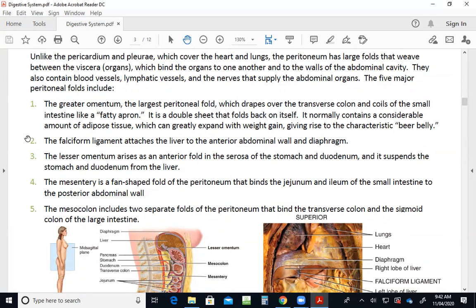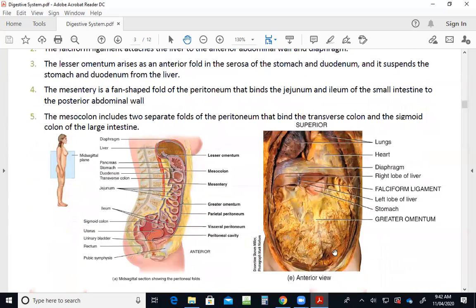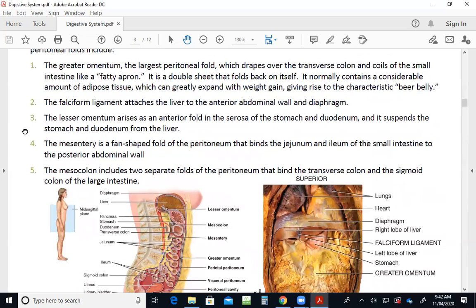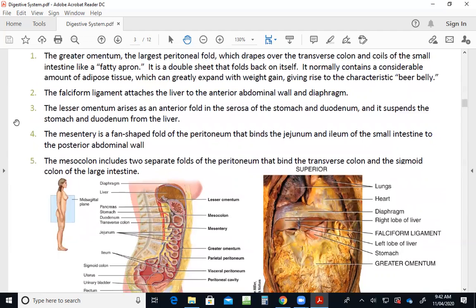The 5 major peritoneal folds include the largest, and it's really gross looking, the greater omentum. It looks like a yellowy, cottage cheesy grossness, and if we dissect the cats, it's really gross pulling it out. It is basically just a bunch of fat. It drapes over the transverse colon. The transverse colon goes across the belly like that, and then it just drapes down like an apron.